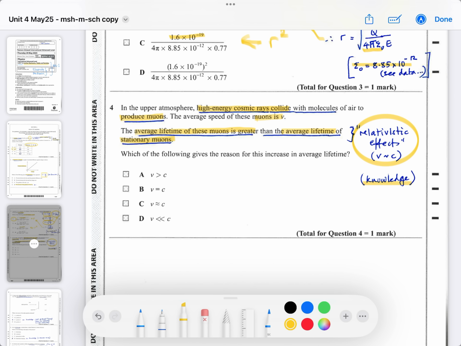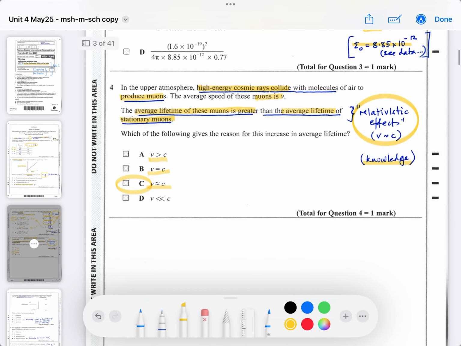If you know it, which of the following gives the reason for this increase in lifetime? Is that v is approximately equal to c? It's not greater than c, so that's wrong. It's not equal to c. It can't be equal to c if it has mass. So it's approximately equal to c, or in the same order, and it's not much lower. If it's much lower, the lifetime would not increase. So the answer should be C. By the way, the multiple choice answers from the exam board are also included in this run through.